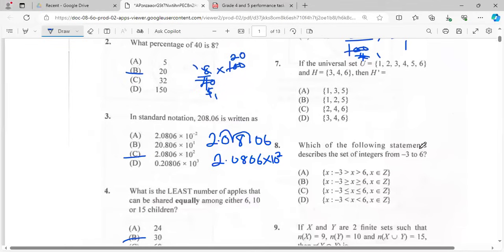All right, number 7 says, if the universal set is 1, 2, 3, 4, 5, 6, and H is equal to that, then H prime. So guys, this means what is not in H, right? That's what complement means. So we just take out the ones that are in H. So that means 1, 2, and 5. So that's B.